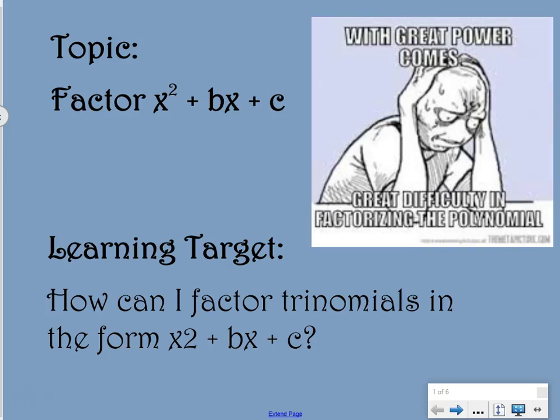Today our topic is factoring x squared plus bx plus c. So our learning target is: how can I factor trinomials in the form of x squared plus bx plus c?